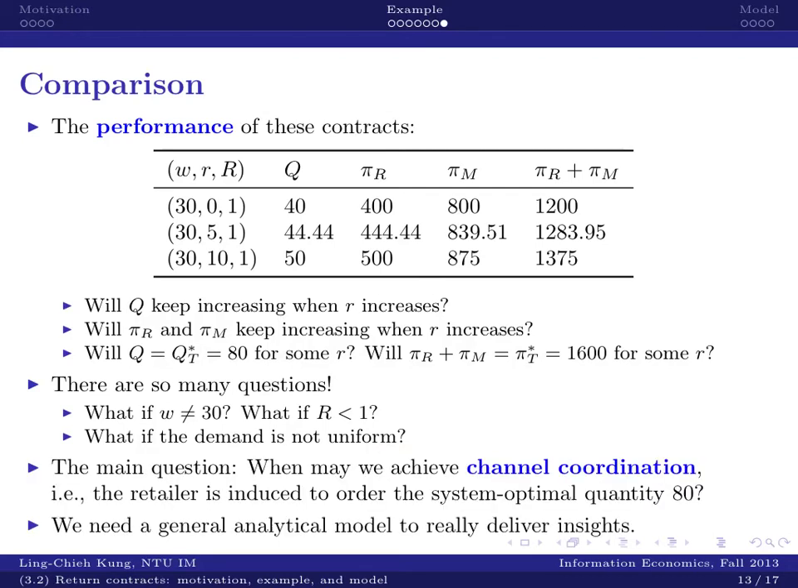So the main question in one sentence is, when may we achieve channel coordination? And here channel coordination means under decentralization, players make system optimal decisions. Okay, the retailer orders 80 units. That's called channel coordination. And we need a general analytical model to deliver insights. That's why I'm going to introduce the general model to you.